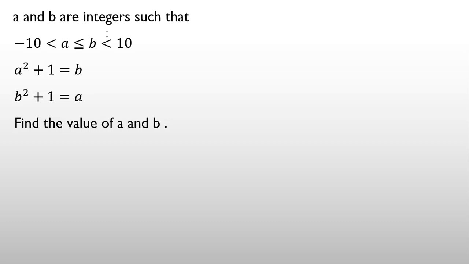A and B are integers such that -10 < A ≤ B < 10, A squared plus 1 equals B, B squared plus 1 equals A. Look, we can say this is symmetric with respect to A and B. We have A squared here, B squared here, BA here, 1, 1. The problem says find the value of A and B.